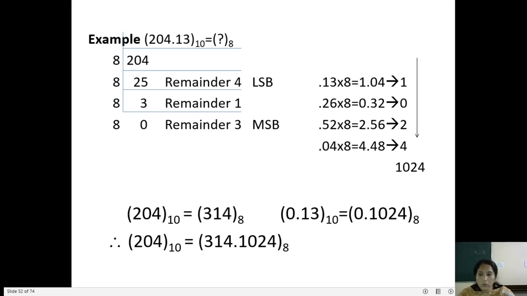So this is how we are using the base. The main difference is that there we are using base 2, now we are using base 8, because there we converted decimal into binary, and now we are converting decimal into octal.